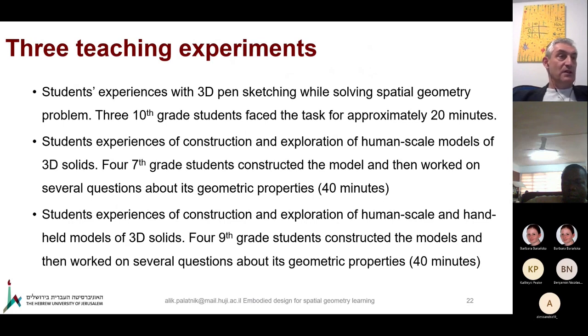So there will be 3 teaching experiments. First, students' experiences with 3D pen sketching while solving a spatial geometry problem. There will be 3 10th grade students faced with a task for approximately 20 minutes. The next experiment will be students' experiences of construction and exploration of human scale models of 3D solids. They will try to construct the model and work on several questions about geometric properties. And third, students' experiences of construction and exploration of human scale and handheld models of 3D solids.